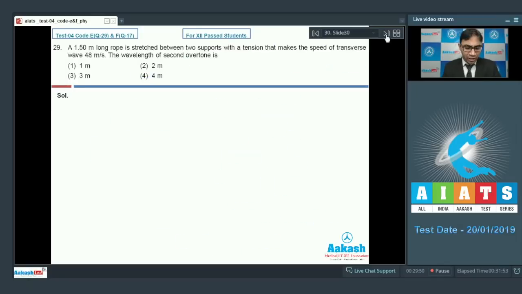In question number 29 it says that a 1.5 meter long rope is stretched between two supports with a tension that makes the speed of transverse wave 48 meter per second. The wavelength of the second overtone is? So we know that when a string is stretched between two supports, the frequency of vibration will be given by nV by 2L, right? So for the second overtone, n should be equal to how much? 3. So we can write 3V by 2L.